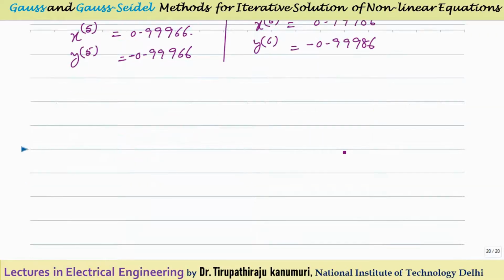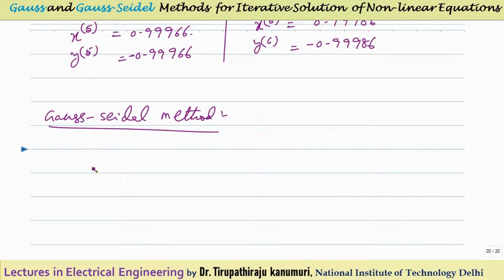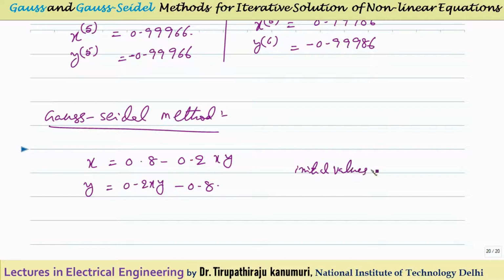So let us see the Gauss-Seidel method, in order to understand the difference between these two methods. In the Gauss-Seidel method, again I am taking my equations: x is equal to 0.8 minus 0.2 times xy and y is equal to 0.2 times xy minus 0.8. Is it clear? Now I am taking my initial values, that means x of the 0th iteration and y of the 0th iteration. I am taking x as 0.5 and y as minus 0.5.